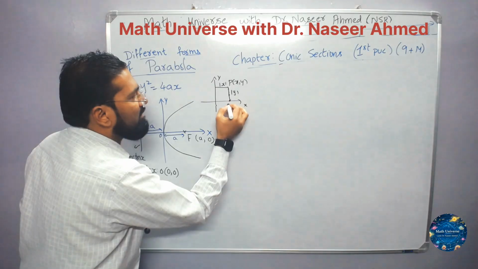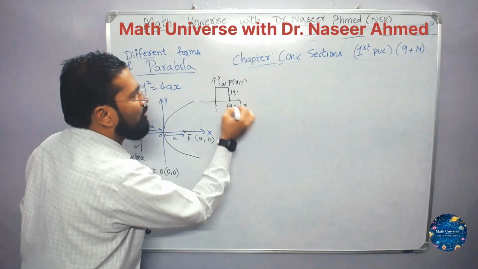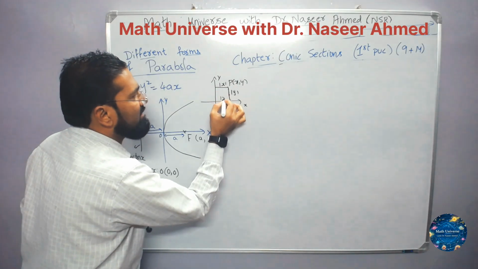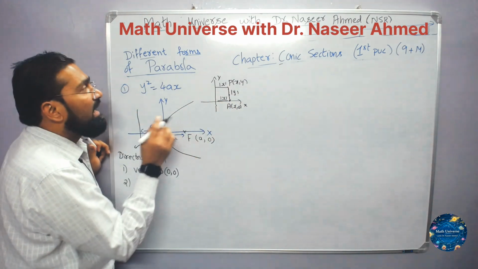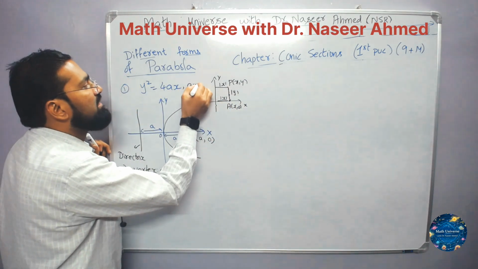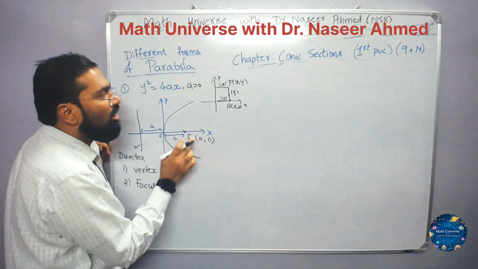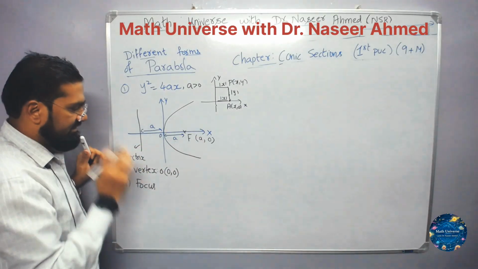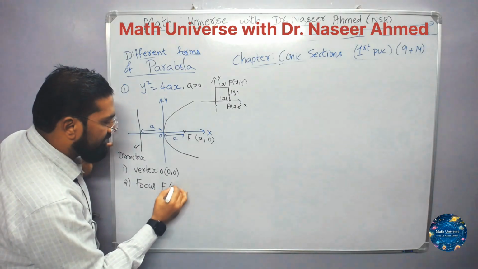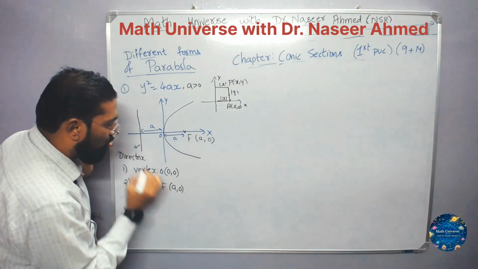So this point will be what? A comma 0. And whatever length we have got here, the same length is here also. So in place of x we have a. And since a is always positive, there is no question of taking a mod. The way we wrote here, there is no need to take mod here. Next, so focus we came to know is a comma 0.